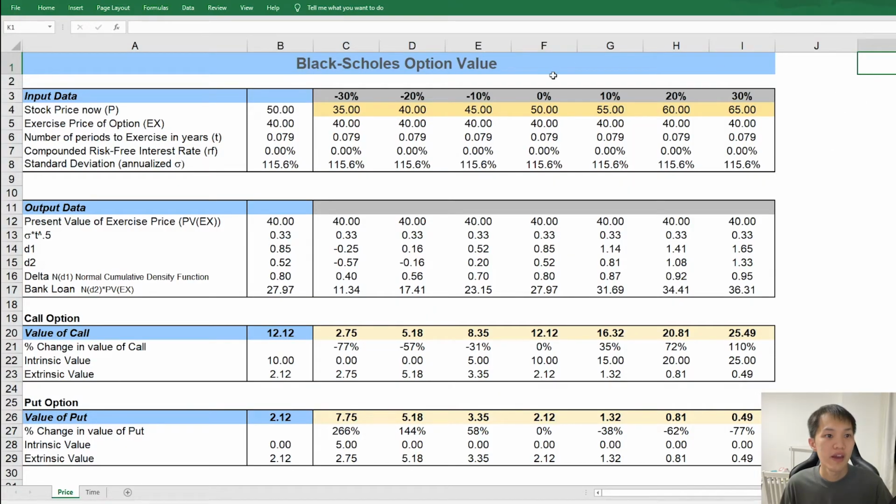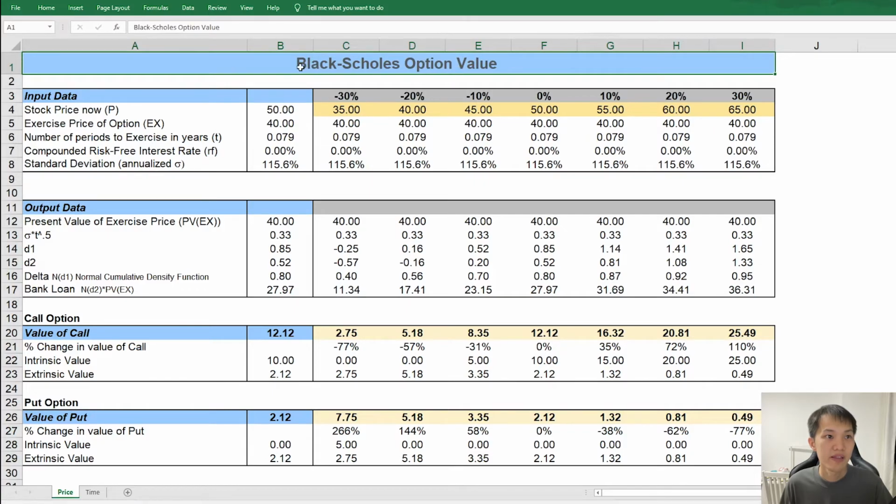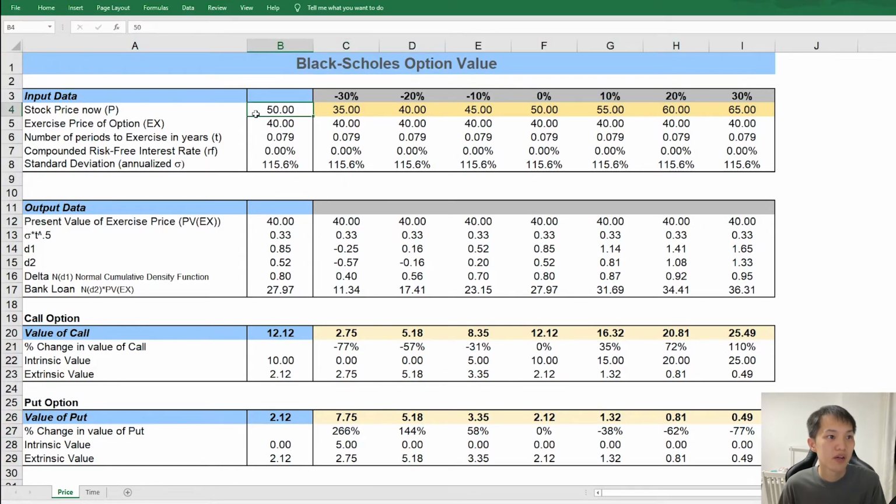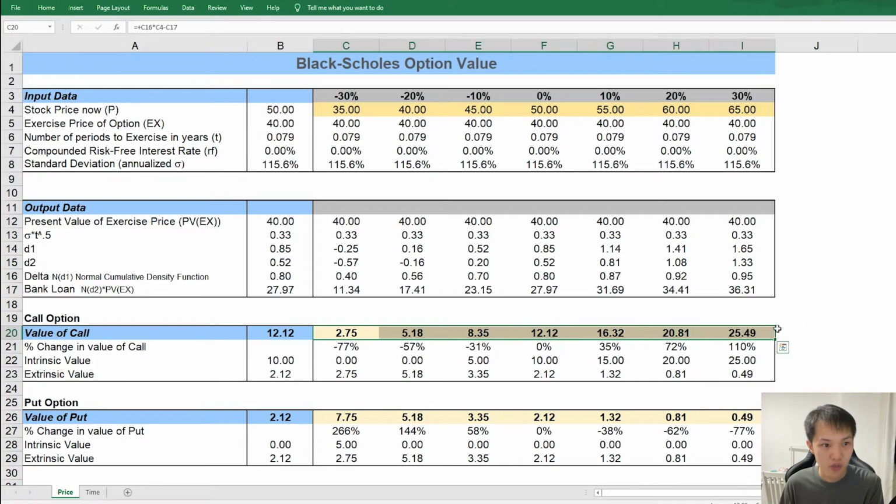Okay, next let's look at one more example here. Basically, this is the template that is used to do the calculation of the options valuation. In this example, I'm just plugging in some random numbers here. Let's say the stock price is 50, the exercise price or the strike price is 40, then here is 29 days of maturity, and here I just put some dummy numbers. So let's just focus on the value of the call options here.